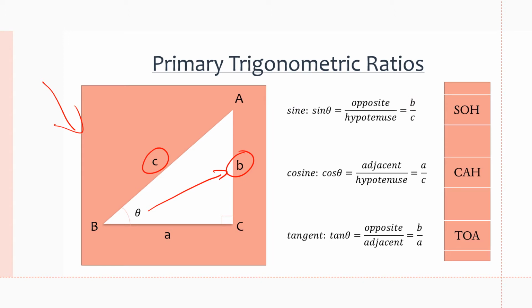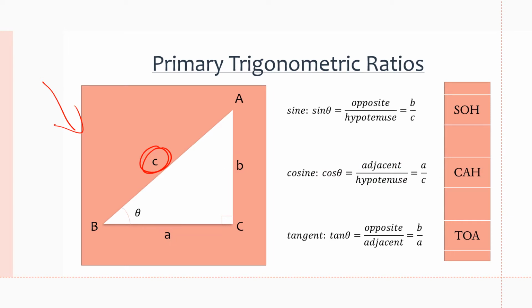Next, we have cosine. And again, if we take the cosine ratio of angle theta, the ratio will be the adjacent side this time to the angle over the hypotenuse of the triangle. So the adjacent side of angle theta is the side that touches angle theta, that is not the hypotenuse, because this side touches the angle theta, but it's not the hypotenuse. So our side A is going to be adjacent to angle theta, and so our cosine ratio of theta is going to be A, which is the adjacent side, over C, which is the hypotenuse.